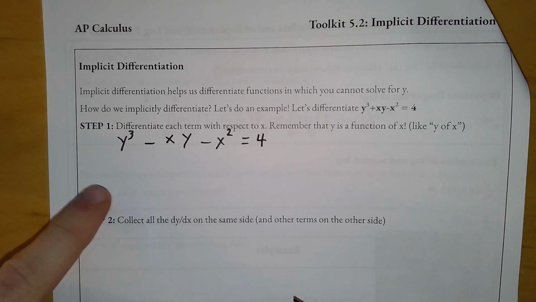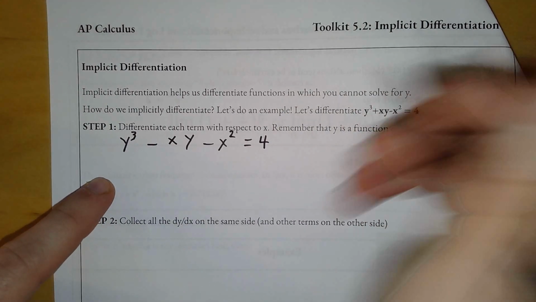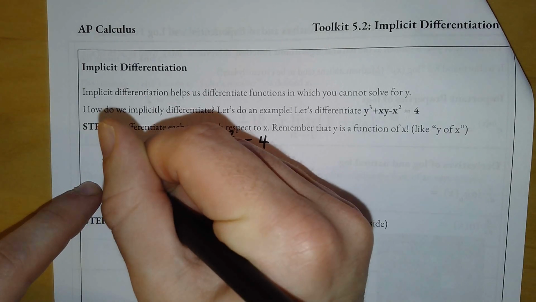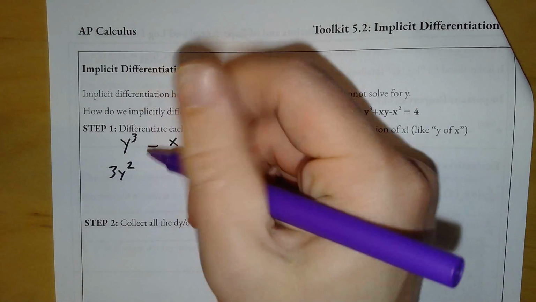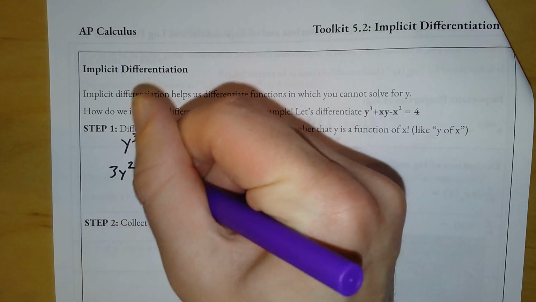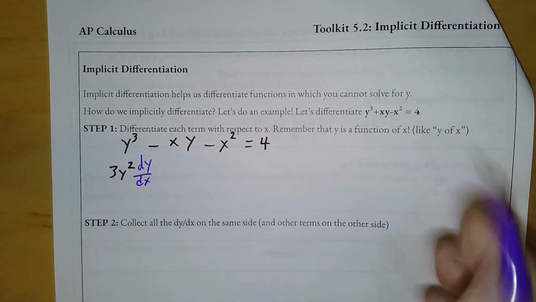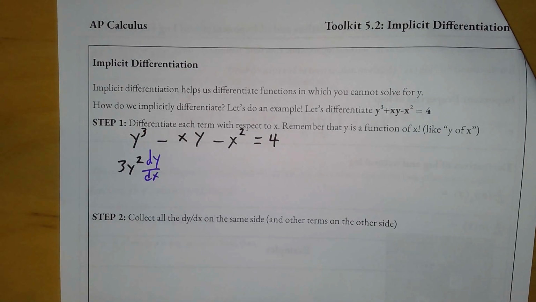So y cubed, we're going to differentiate that with a normal little bit of power rule. It's going to be 3y squared. But again, because it's a y, we must multiply it by a dy dx. And then we move along. Now this isn't the easiest first problem to do because we have some multiplication here. We have xy. So we've got to differentiate xy. Well, to differentiate xy, you have to use the product rule.